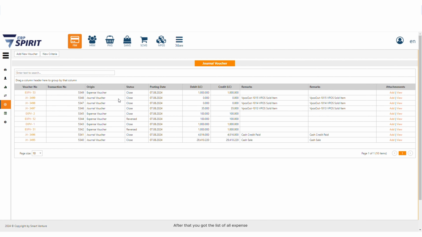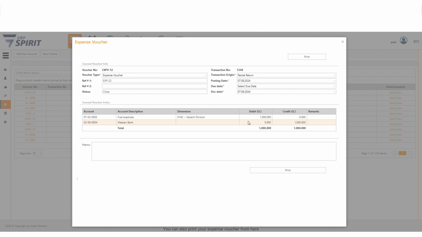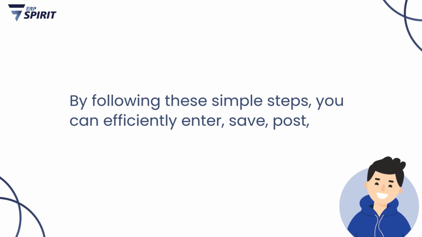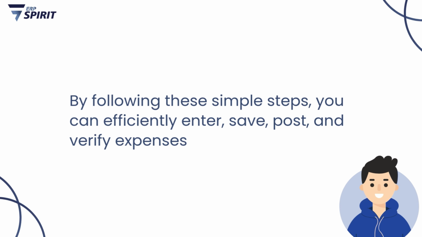After that, you get the list of all expenses. Then click on any expense you want to verify. You can also print your expense voucher from here. And that's it. By following these simple steps, you can efficiently enter, save, post, and verify expenses.